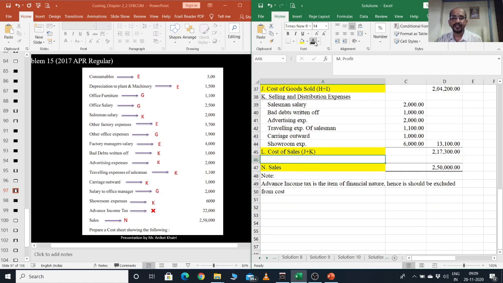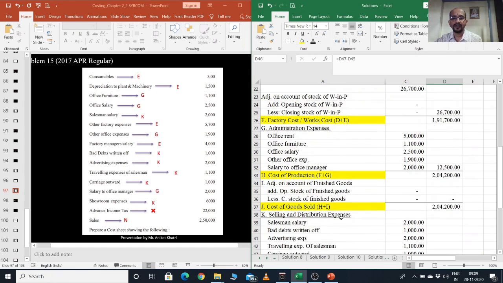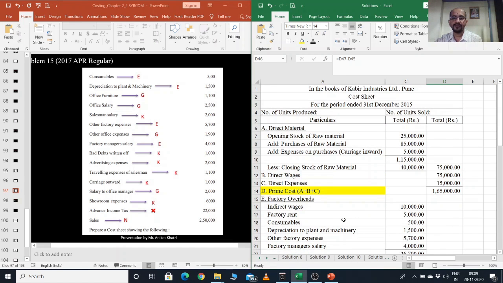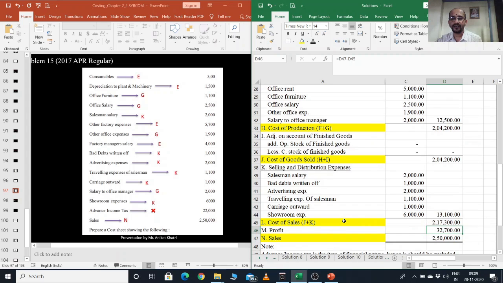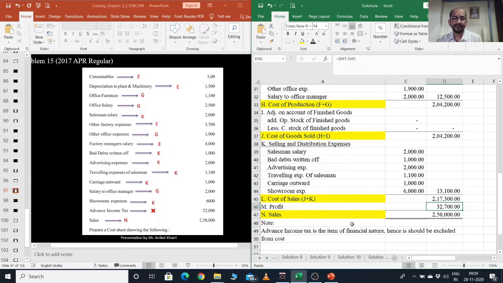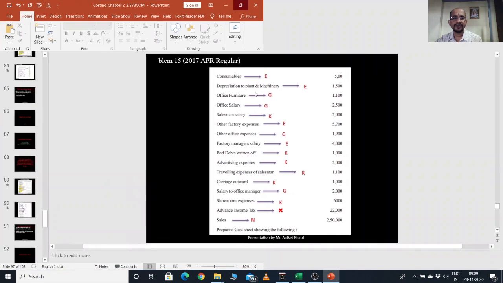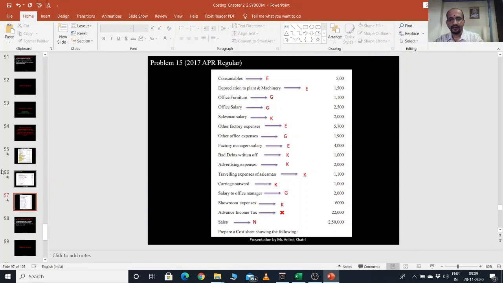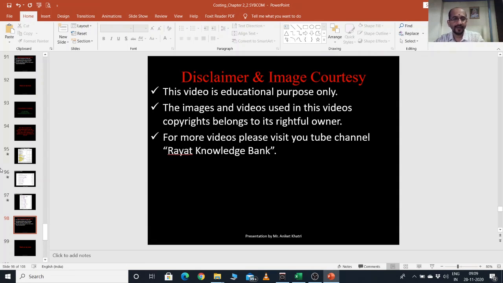Now find out the profit. How to find out? Just minus the cost of sales from sales and you will get the amount, that is 32,700. So this is your profit. Okay, so thus we have solved the problem in the books of Kabir Industries Limited, Pune. Okay, and the profit is 32,700. Okay, so thus here we finished our problem number 15th.